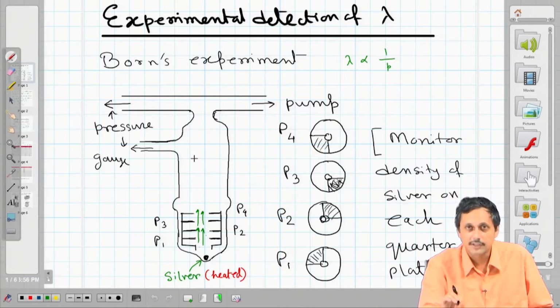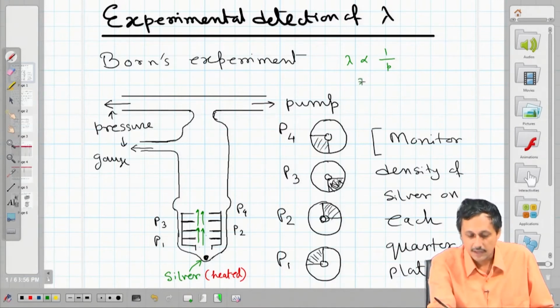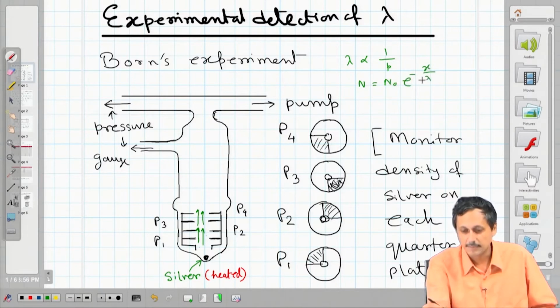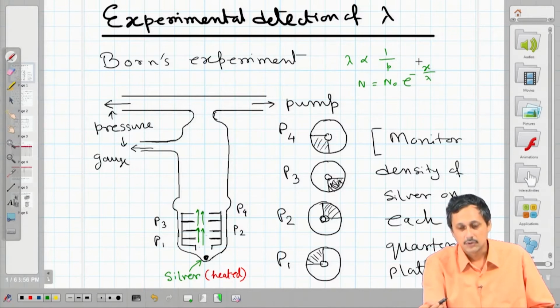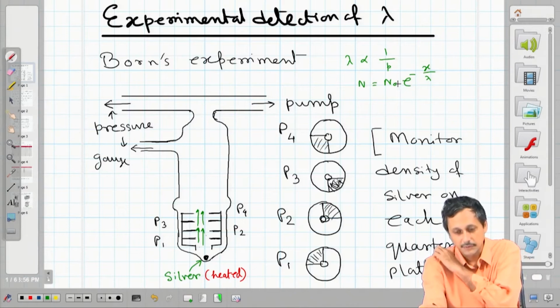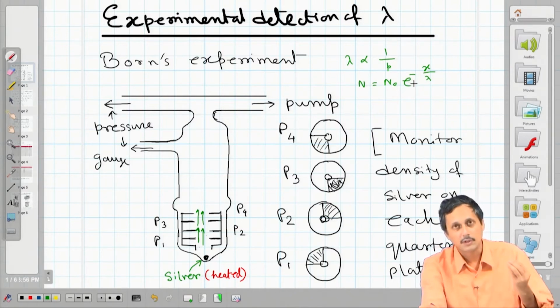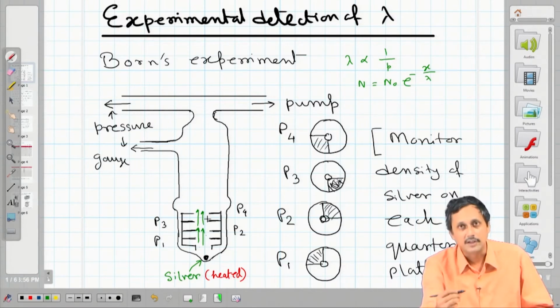So, according to the survival equation, n is equal to n0 e to the power minus x by lambda, the number of molecules which will not suffer collision over a length of x is decreasing. As the pressure increases, lambda decreases, and this factor progressively becomes small. So, more and more molecules suffer collision. As a result, the number of molecules that will reach the plate will definitely decrease.